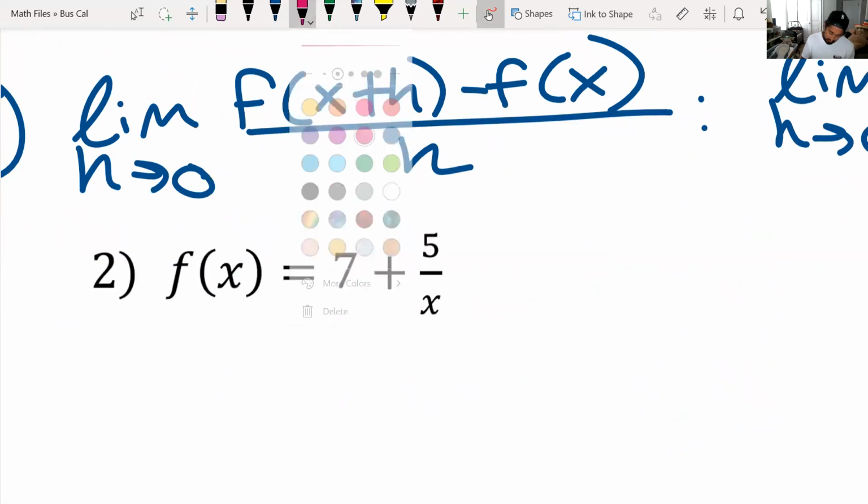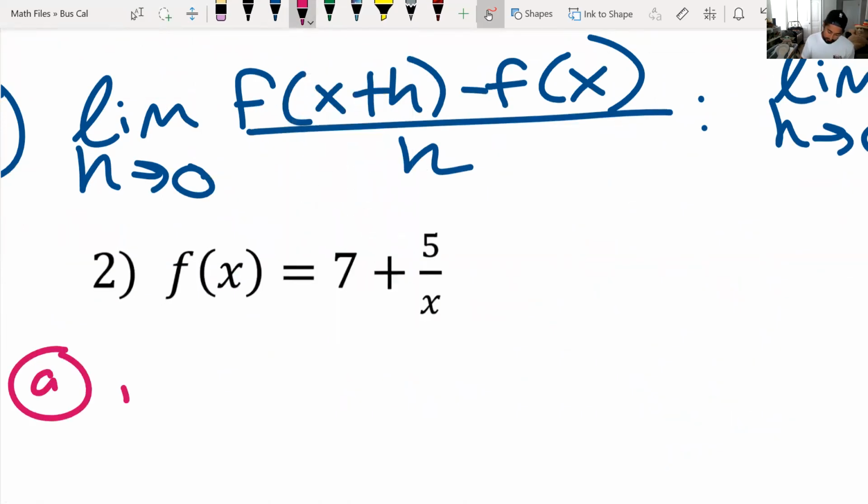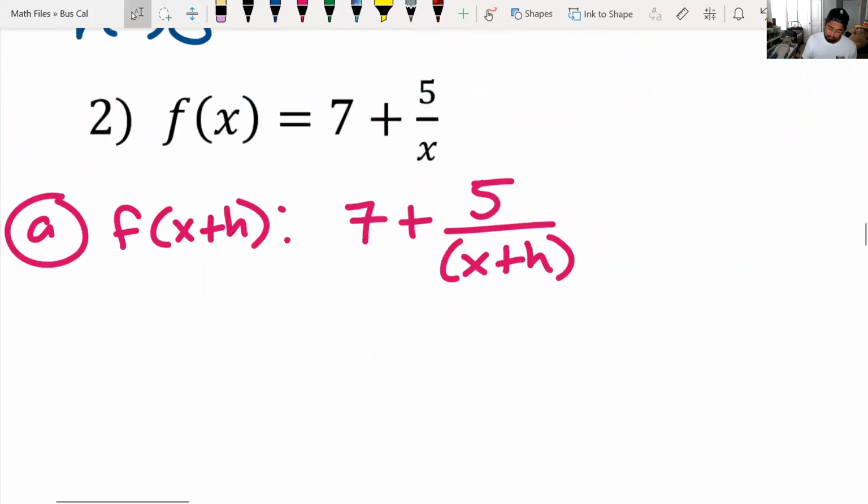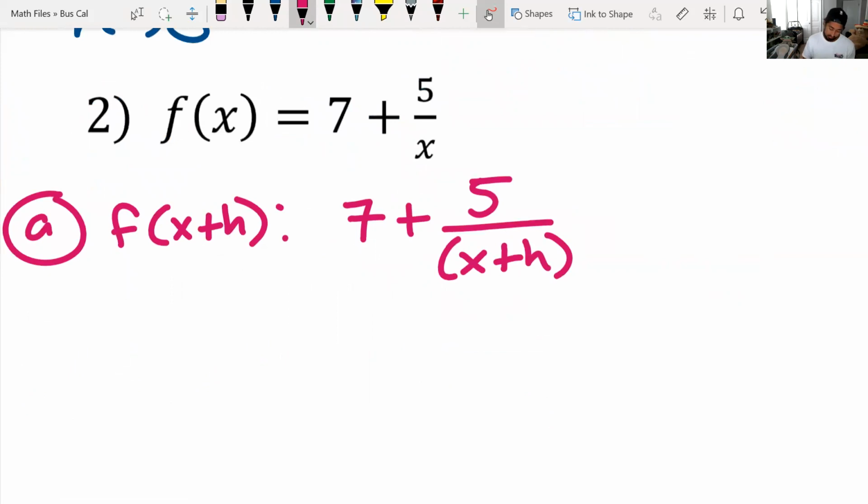All right. So, first step. F of x plus h will be 7 plus 5 over x plus h. Perfect. That's it. That's the end of A. We can't do anything else with that, which means move on to B.